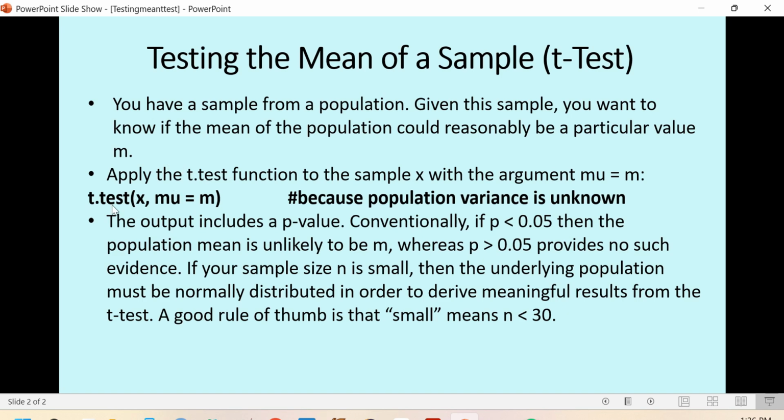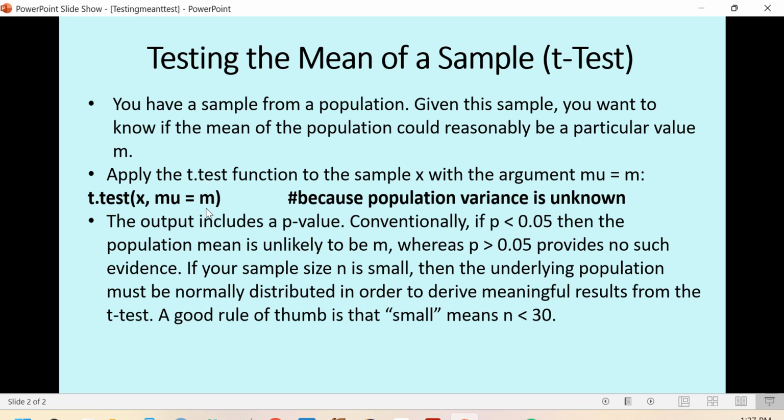So we can use t.test because usually we do not know the population variance. So in the process, we use the sample variance, or standard error, in the test. So the t-test is the best choice. This x is the sample data. Then this is the mu, the particular value for the population mean.